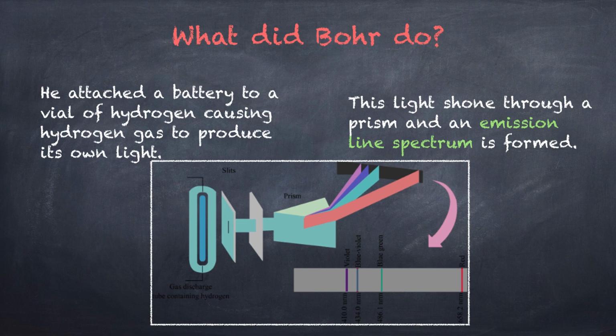Bohr put hydrogen gas into a discharge tube. Electricity caused the hydrogen gas in the discharge tube to produce its own light. The light then shone through a prism. Instead of getting a continuous spectrum, Bohr discovered a series of coloured lines. He called this an emission line spectrum.